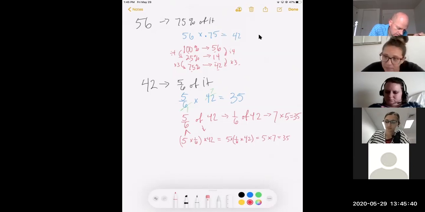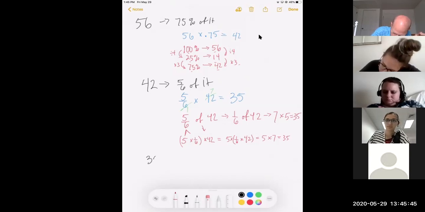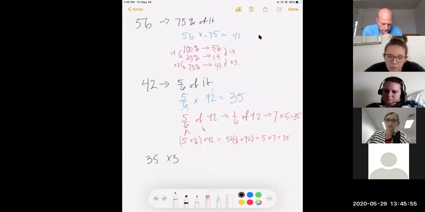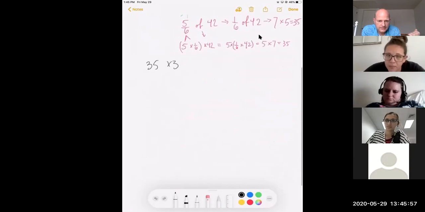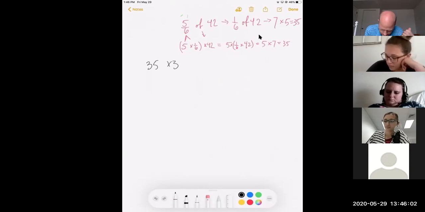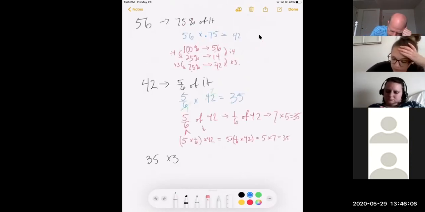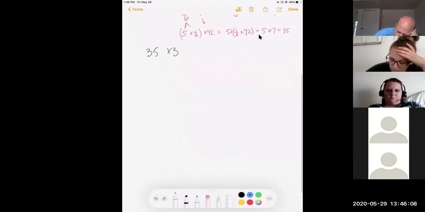The next one is times that by 3. So we need to do 35 times 3. Anybody know how to do that mentally in their head? Well, 3 times 5 is 15, and 3 times 30 is 90, so it's 105.